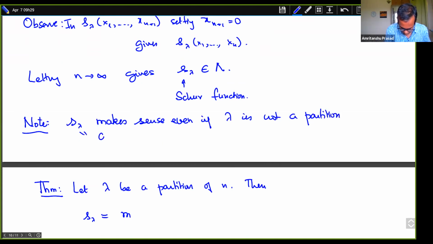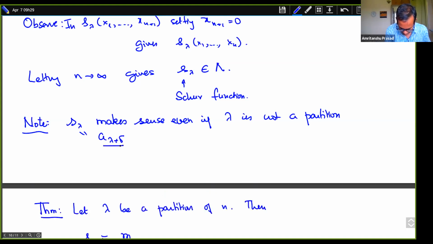This is now just defined as a lambda plus delta over a delta. There are two possibilities here. One is that if lambda is a partition, we know that a lambda plus delta definitely has distinct parts. But if lambda is not in weakly decreasing order, then it's quite possible that two parts of a lambda plus delta coincide. And so then this could be 0.